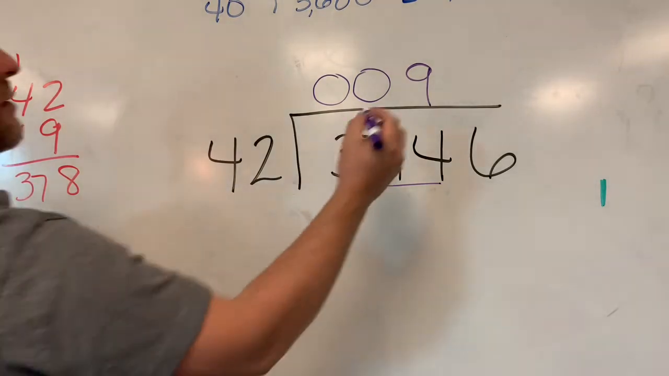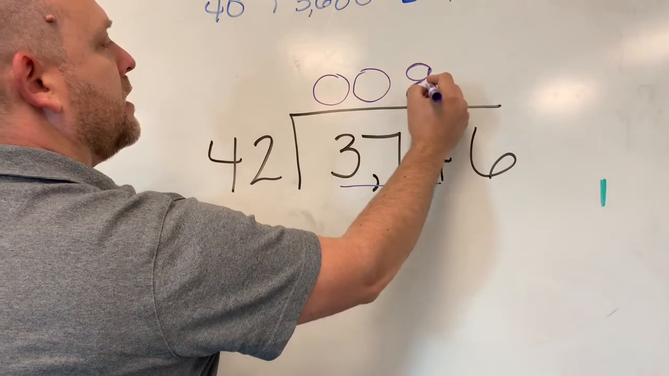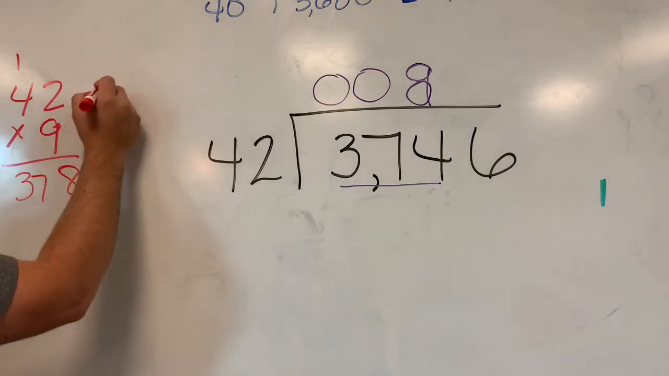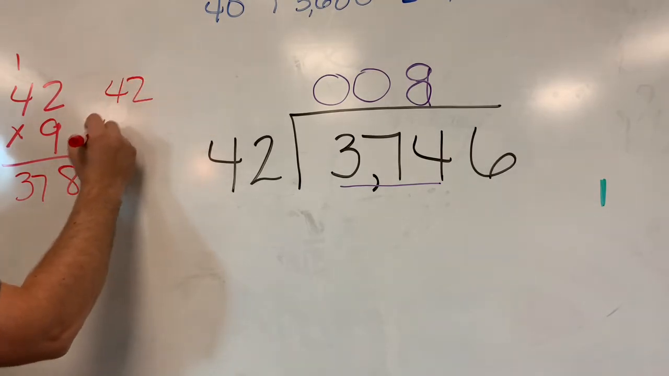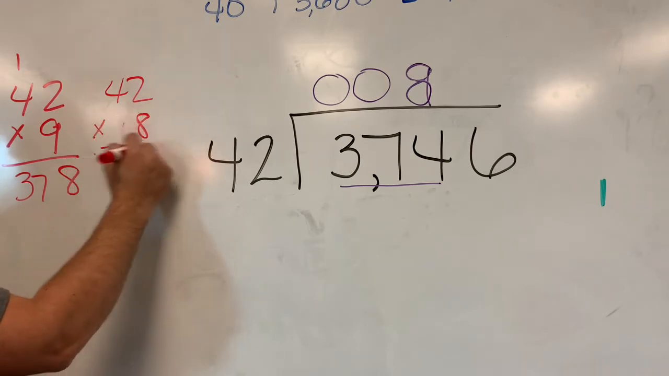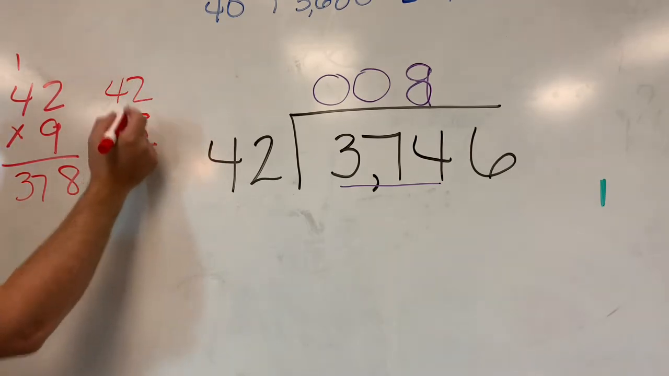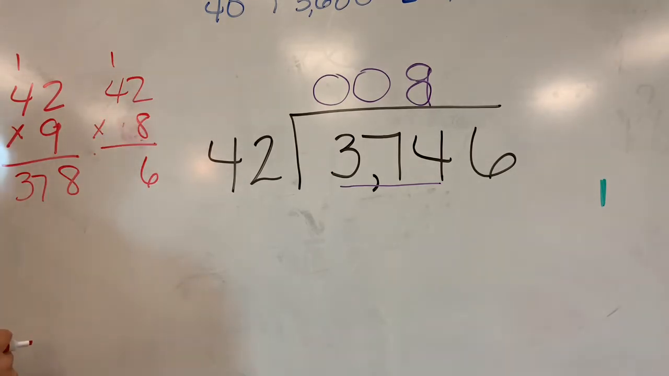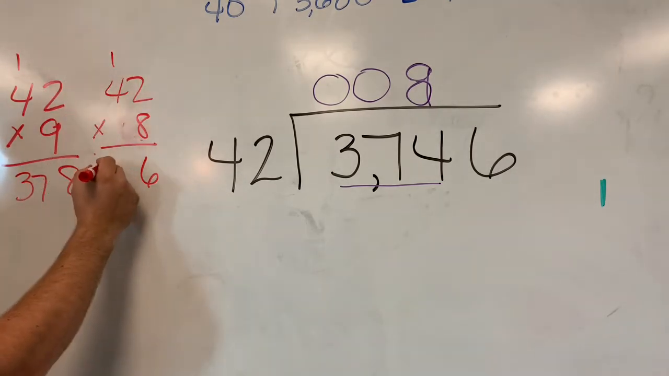So what I'm going to do, I'm going to change this guy to an 8. And then we're going to redo our multiplication and see how that works out. 42 times 8, 8 times 2 is 16. Carry my 1 up. 4 times 8 is 32, plus another one makes 33.